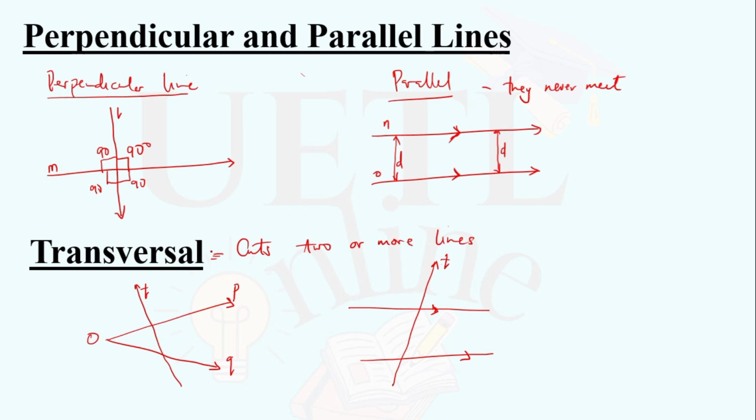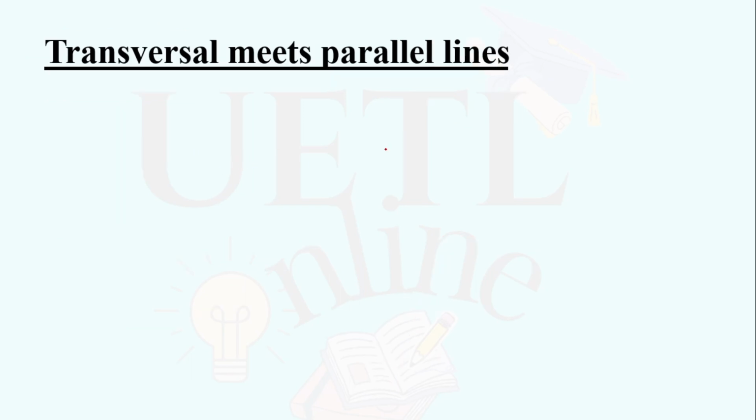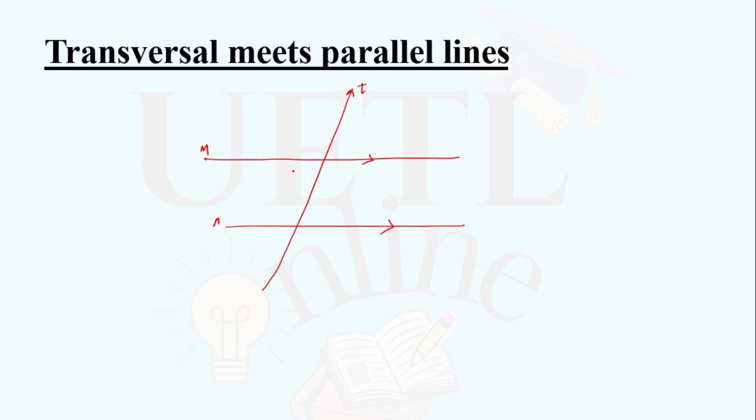Now let's look at what happens when this transversal meets parallel lines like this. There are certain angles we have to grab. Let's start by drawing two parallel lines. Here we have two parallel lines, so make sure they are parallel. Let's say this line is m and this line is n. Then let's draw a transversal, the line which is cutting these two. Let's say it's t. Let's say it joins at a point A and this point is B.